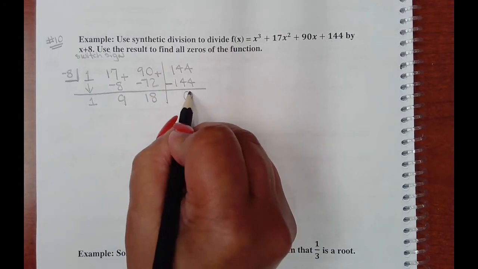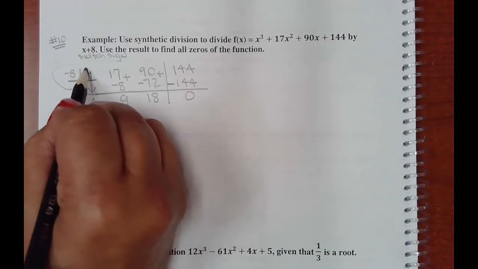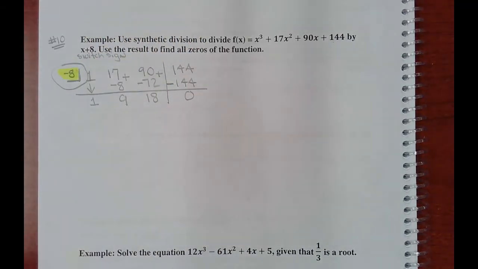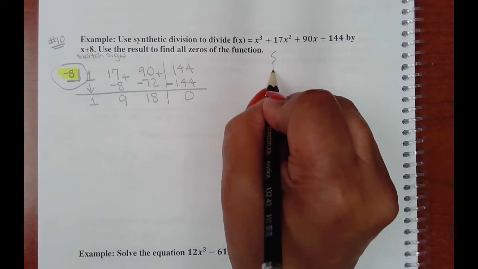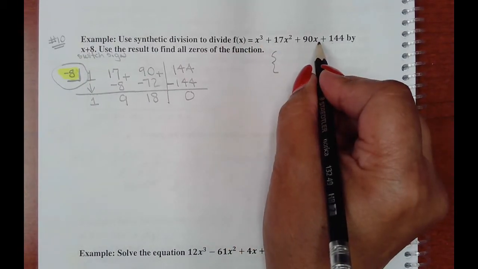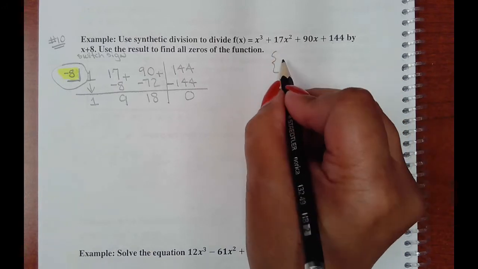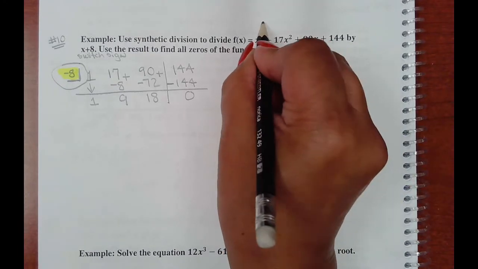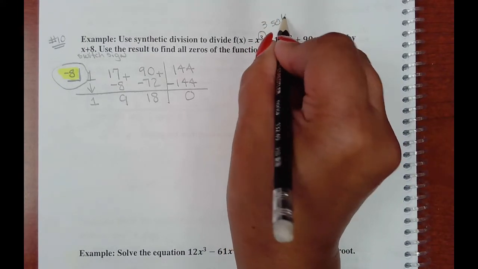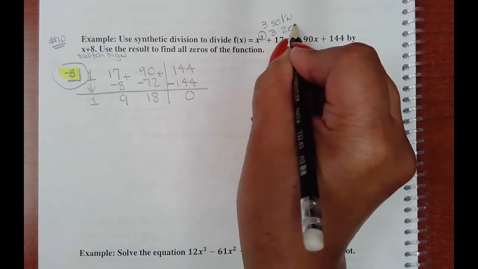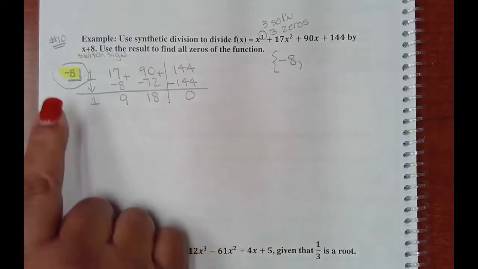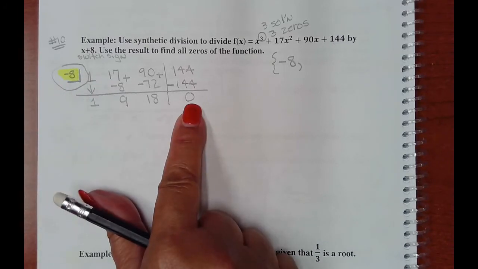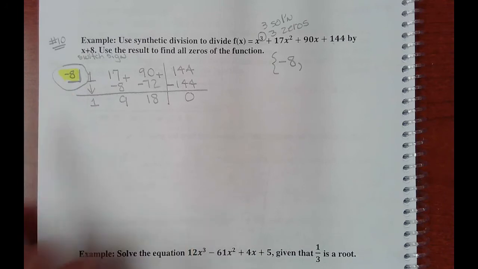Okay, so because this zeroed out by using this number, that means that this actual value is a 0, or in other words, a solution for this third degree equation, the third degree function. So I already know one of my 3 answers. I know there are 3 solutions, or what we call zeros, 3 zeros. And I've already found one of them, because any number that, when synthetically divided into a polynomial, creates 0 in the remainder column, is actually a 0 of the function.